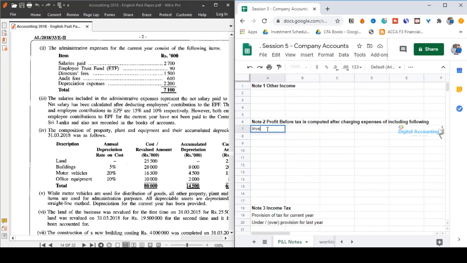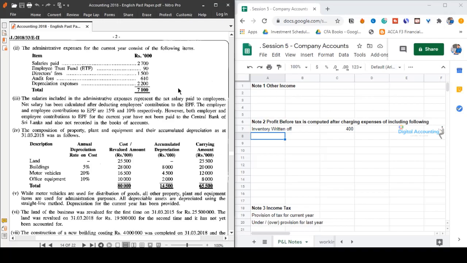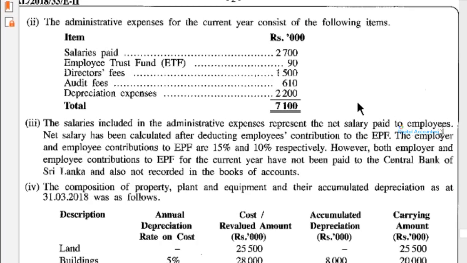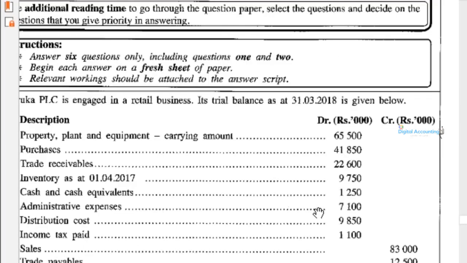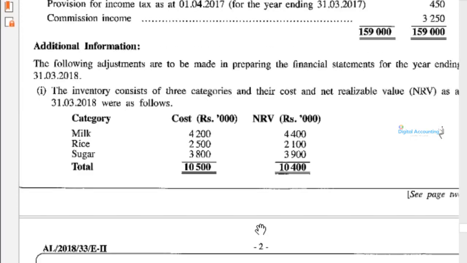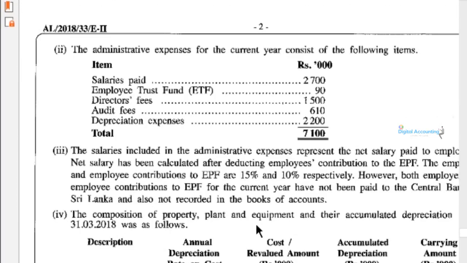Inventory written off. So the second additional information: the administrative expenses for the current year consist of the following items. Items in rupees thousands: salaries paid 2,700, employees trust fund ETF 90, directors fees 1,500, audit fees 610, depreciation expenses 2,200 and the total is 7,100. So this total should be in our trial balance also, 7,100. So the breakup of that one in the additional information, 7,100, is here.